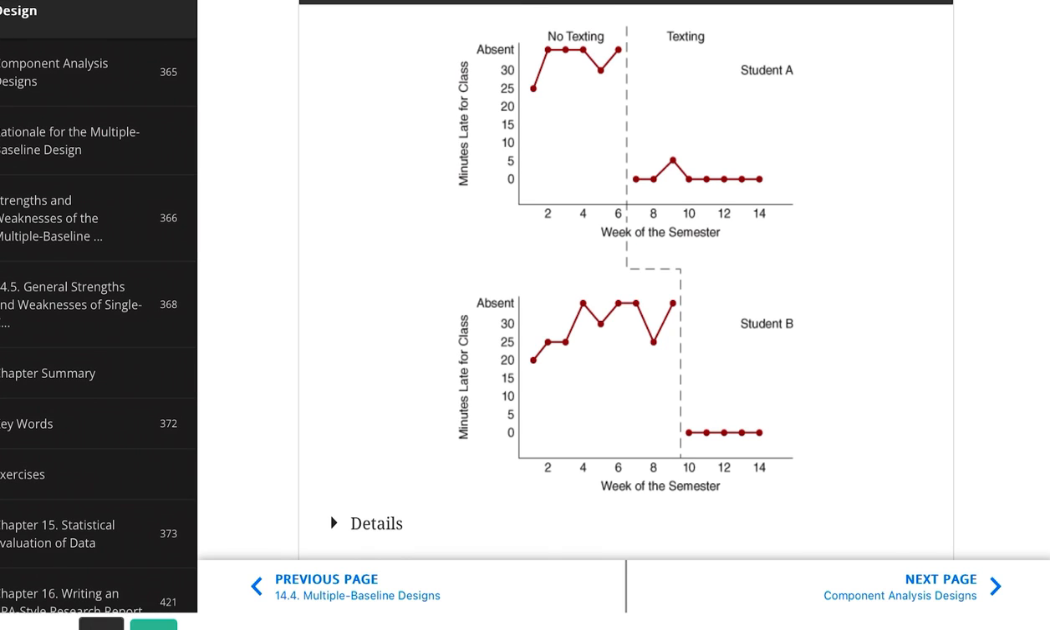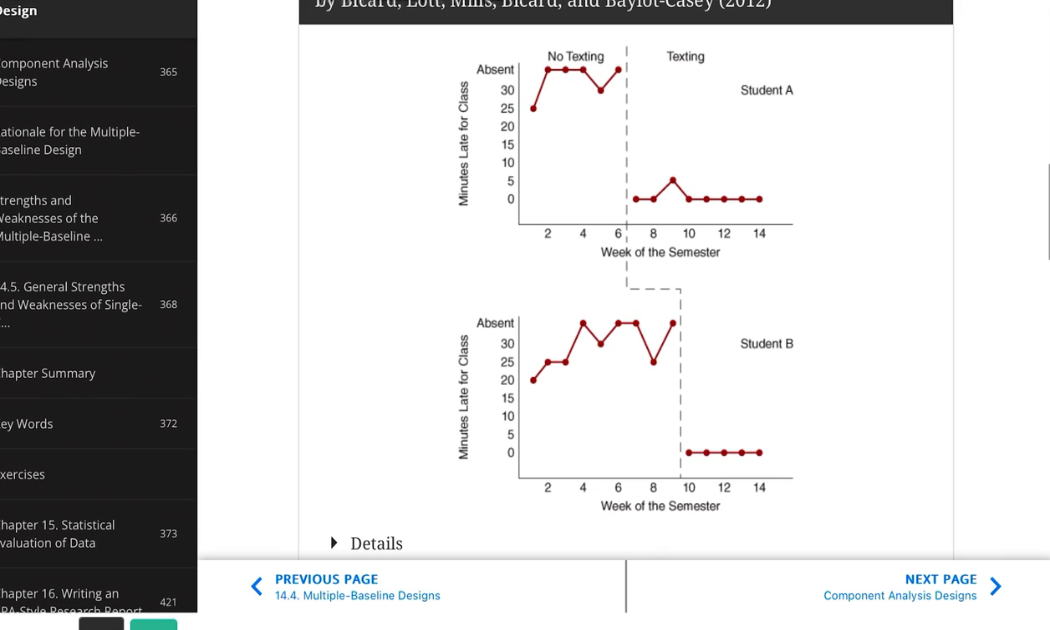So there were athletes who were being absent from class, showing up late to class, not participating in class, and it was affecting their performance. And the coach was like, we got to do something about this. So there's 2 different athletes here, 2 different students. The top one is one student, student A, and then the bottom is student B.